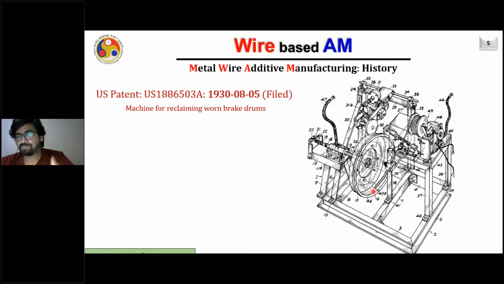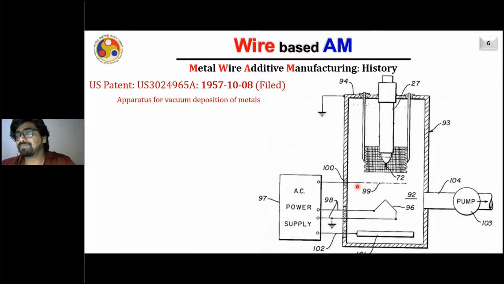So to reclaim those worn out portions of the part, a machine was filed as a patent in 1930, which I have found, and the title of the patent was Machine for Reclaiming Worn Brake Drums. If you read it carefully, you will find that it is nothing but utilizing a welding gun, that is MIG welding, to recreate the features onto the part, and that is what we nowadays call repairing by WAAM or restoration of features by WAAM. It was filed way back in 1930.